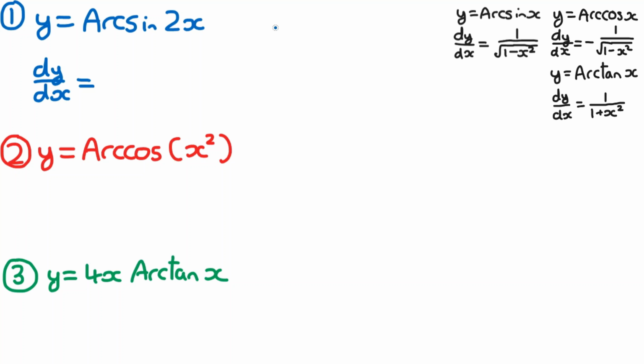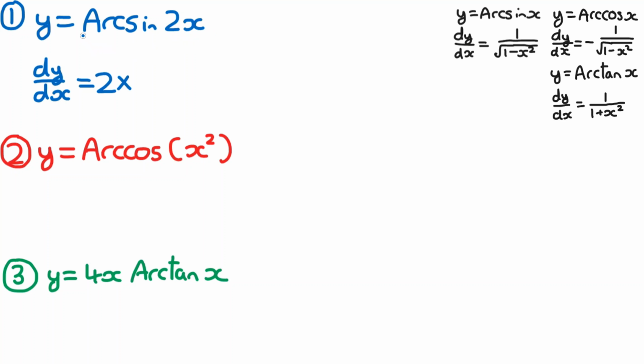So here are some examples of derivatives involving the inverse trig functions. For the first one, we have y is equal to the arcsin of 2x. So we're going to have to use the chain rule, with the inner function being 2x and the outer function being the arcsin. So dy over dx is going to be the inner function differentiated, which is the 2x differentiated, which is going to be 2.